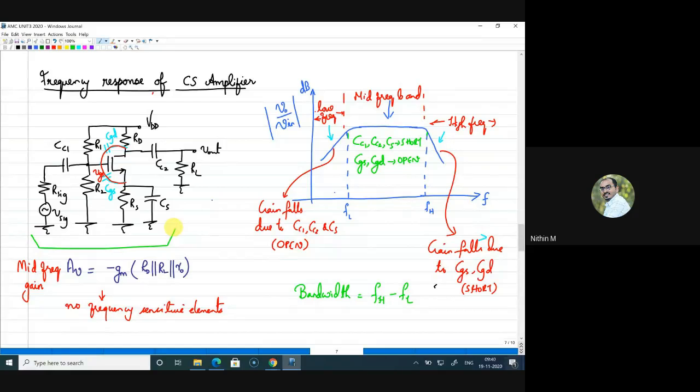Let me take the circuit, draw the equivalent circuit, and evaluate the cutoff frequencies, FL and FH. How will you evaluate FL? How will you evaluate FH? What is the relation of FL with respect to the coupling capacitors? What is the effect of FH with respect to the bypass capacitor? All those analyses we'll do now. So can you draw the equivalent circuit for this circuit diagram given, the CS amplifier?